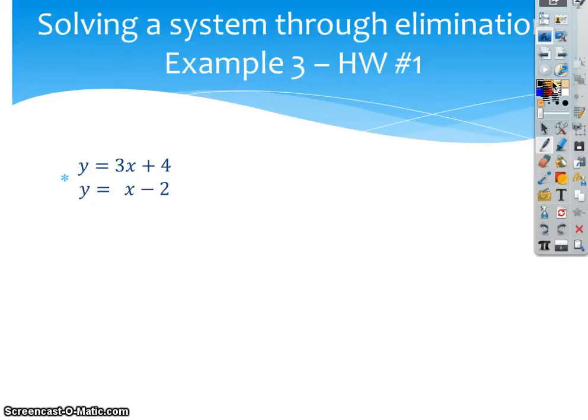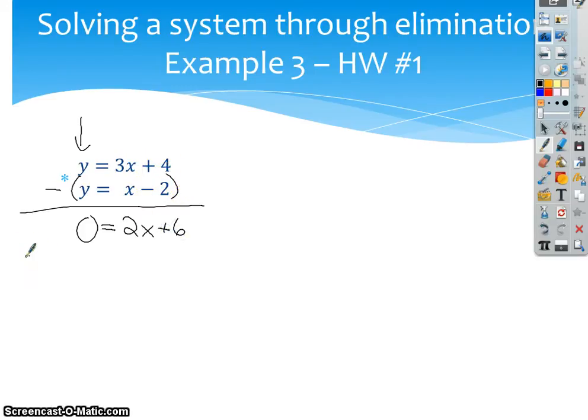So let's think about what we have to do. We notice y, and we know that they will get rid of each other quite easily. So let's subtract. Again, be careful when you subtract. y minus y gives me 0 equals 3x minus x gives me 2x. And now here comes the really tricky part. 4 minus negative 2 will give me positive 2. So 4 plus 2 gives you 6.